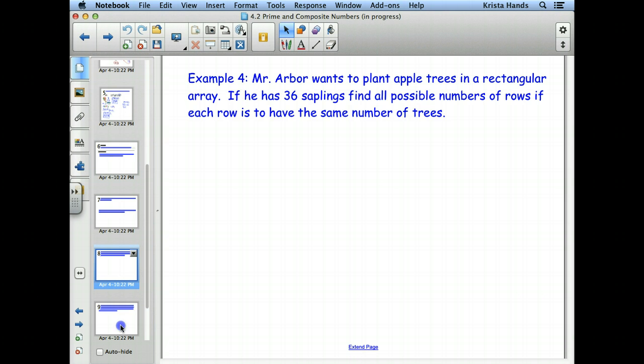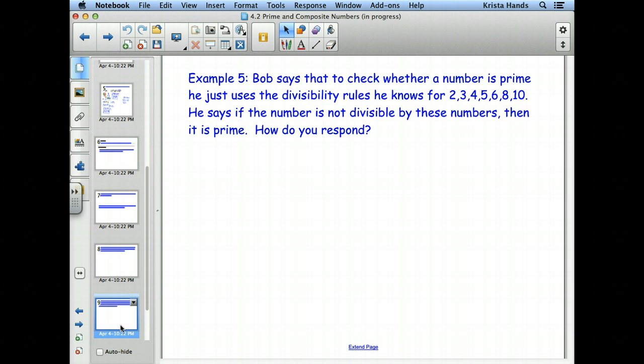Let's take a look at the last one. Bob says that to check whether a number is prime, he just uses the divisibility rules he knows for 2, 3, 4, 5, 6, 8, 10. He says if the number is not divisible by these numbers, then it isn't prime. How do you respond?